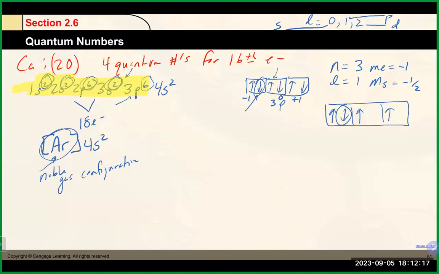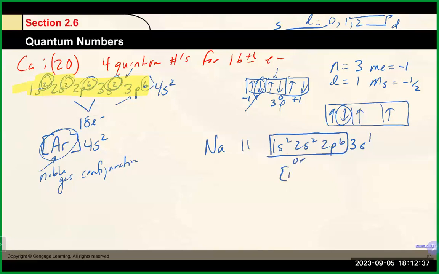So again, if we looked at something like sodium, which has 11 electrons, it'd be 1s2, 2s2, 2p6, and then 3s1. Looking at the configuration up until this point, that is 10 electrons, which is the same as neon's configuration, and then 3s1 in this particular case.